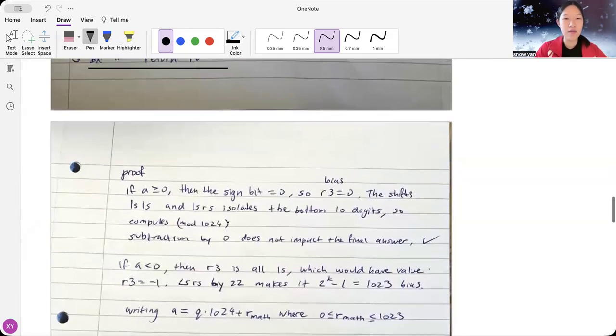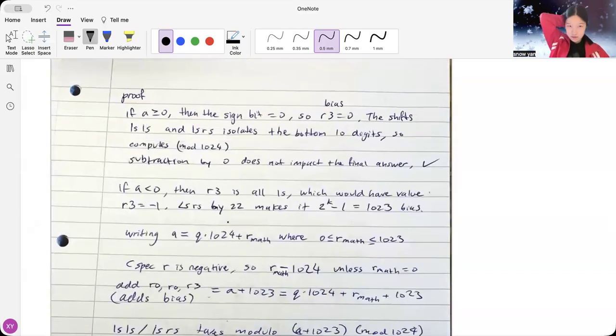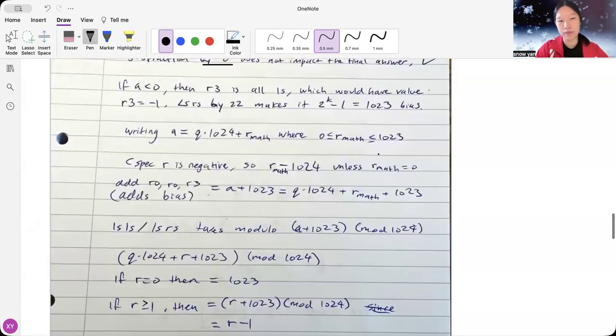So why does this method check out, right? Why is it true? So I wrote down a proof of why it works. In the positive scenario, we have A greater than or equal to 0, so the sign bit is equal to 0, so R3, our bias, is equal to 0. The shift basically isolates the bottom 10 digits, so it computes modulo 1024. Subtraction by 0 does not impact the final answer, so everything checks out, right?